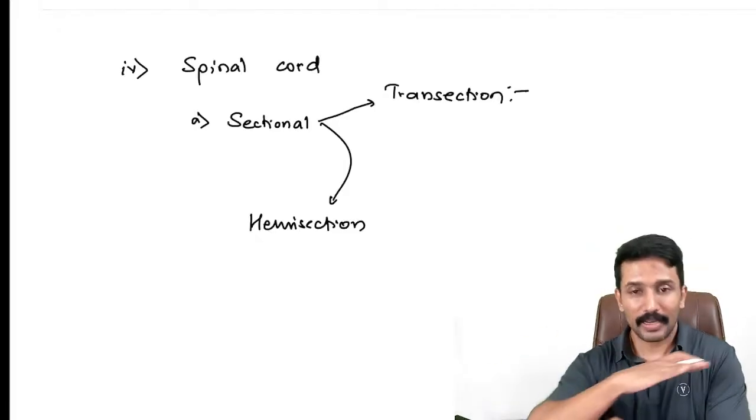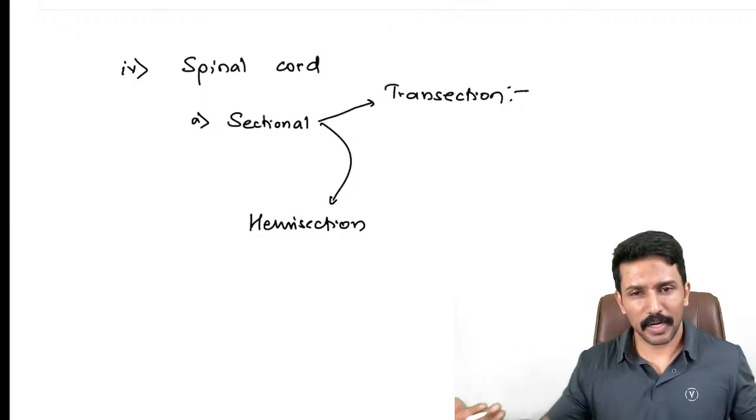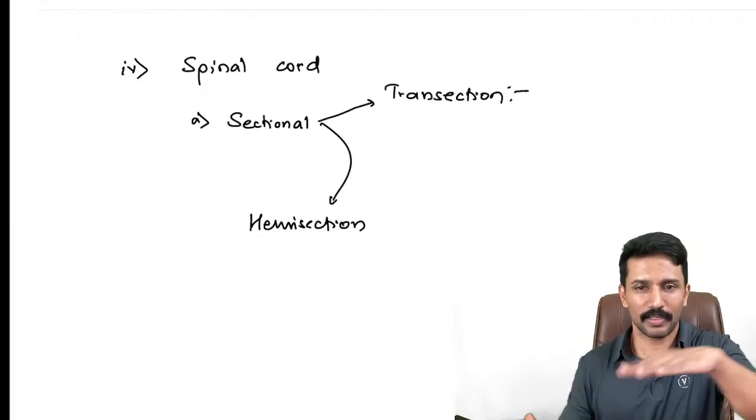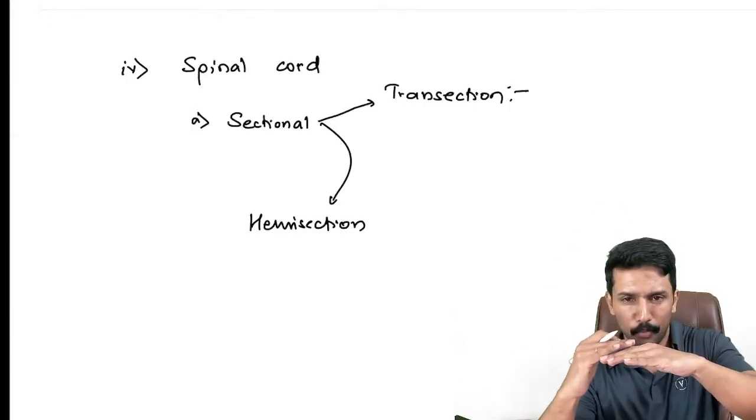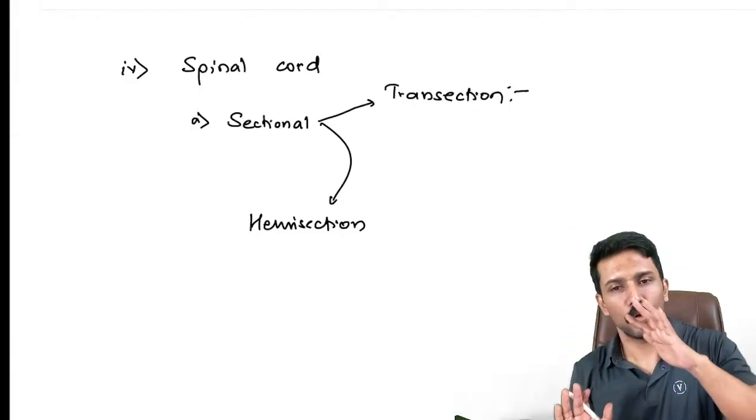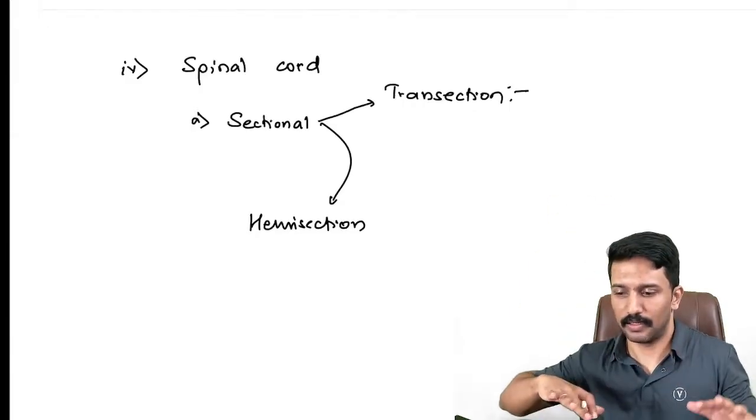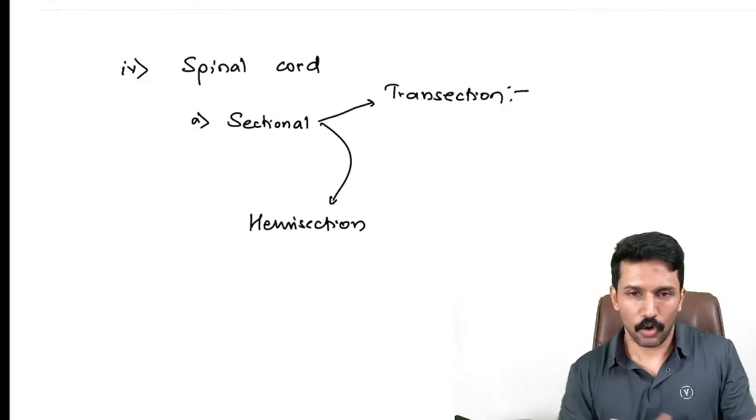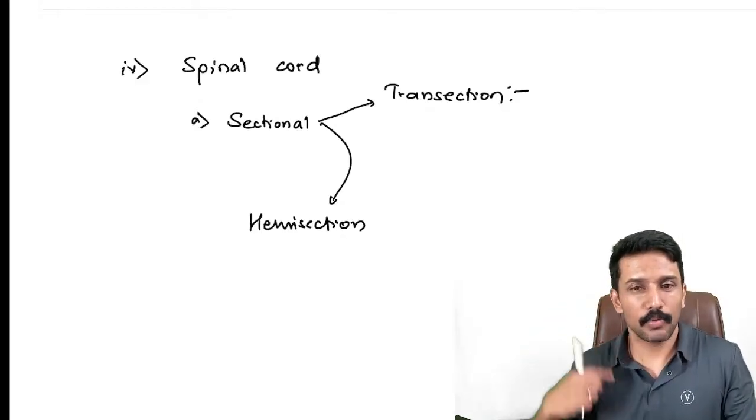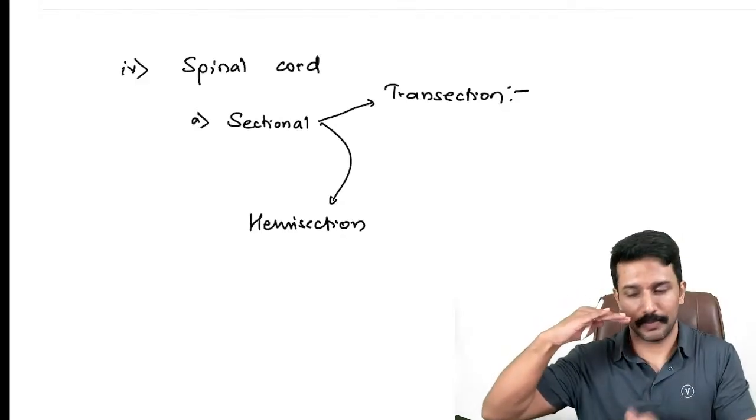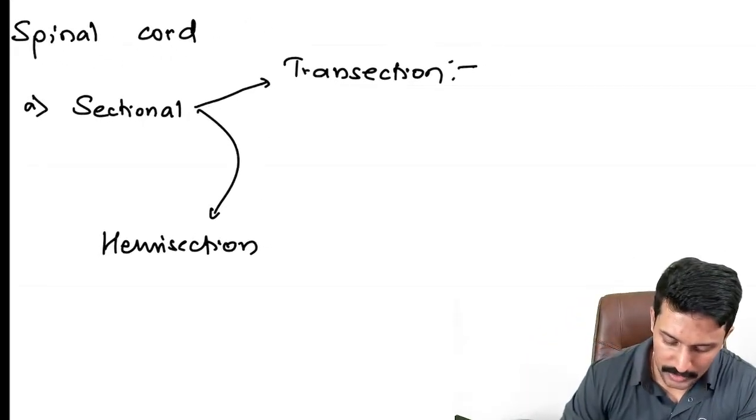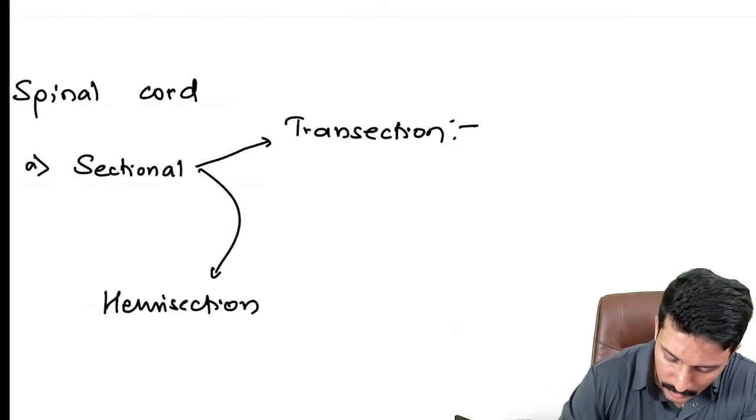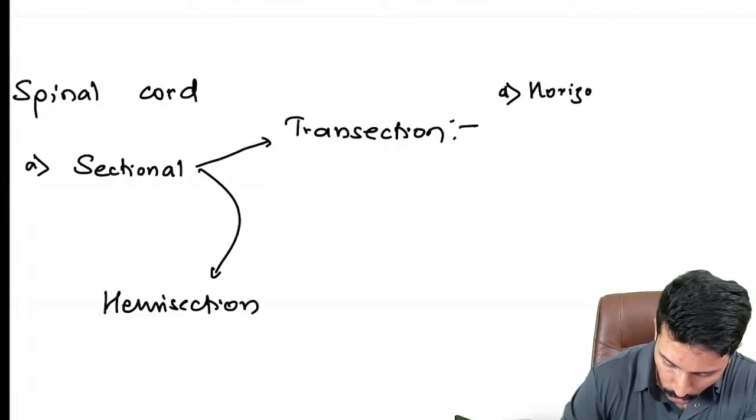Okay. So when I cut completely, it doesn't matter where any tract is crossing. If you cut completely, there's no connection between the portion above the cut and portion below the cut. So whether I cut at cervical or thoracic, the brain will not be able to communicate below the cut. Any information below the cut will not be able to go to the brain. So when we do transection, patient presents with first a horizontal level of weakness.